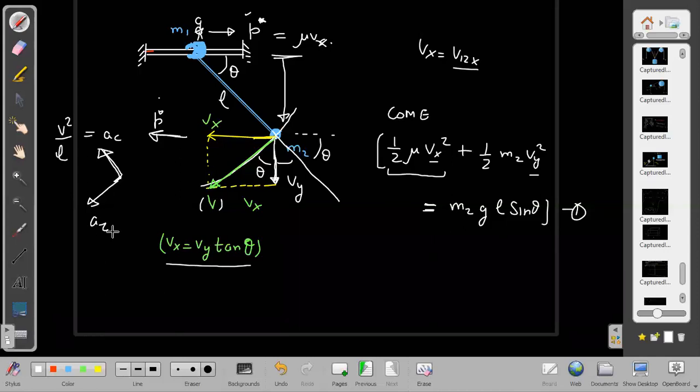What is A tangential? That is a little bit of concern. We need to find it out. Anyway, what are the forces acting along this side? One force is tension, and another force downwards is the component of mg on this side. I think it is 90 minus theta, so mg sin theta will be this side. But there will also be a pseudo force, mg cos theta. Why will there be a pseudo force?